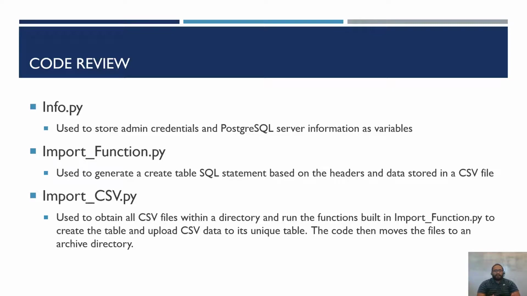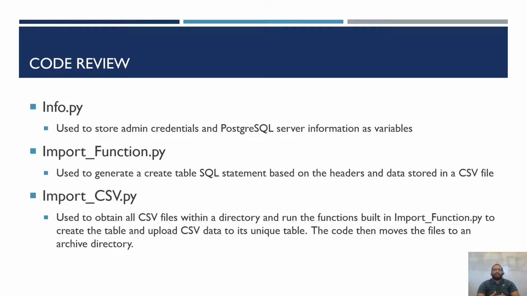After that, 3 codes were created in order to create our table and import into our unique table created based off the CSV file. The first file that was created for this code was the info.py. The info.py simply stores our Postgres credentials that are admin. And the reason why you'd want to store an admin user for this kind of code is to make sure that the code was able to upload and create tables with no issues, regardless of what schema is being used.